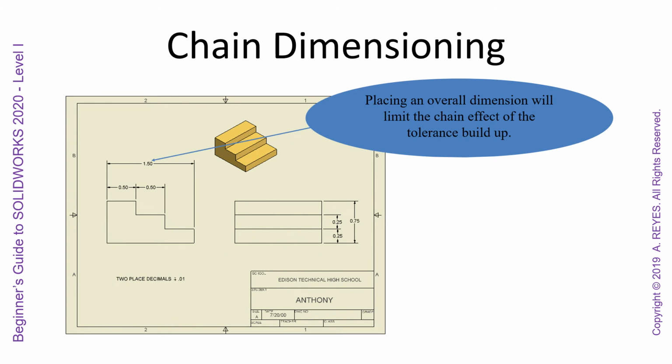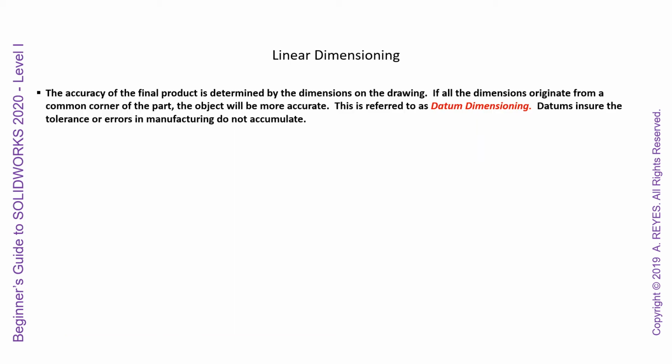So you want to place an overall dimension. This will limit the chain effect on the tolerance buildup. The accuracy of the final product is determined by the dimensions of the drawing. If all the dimensions originate from a common corner of the part, the object will be more accurate. This is referred to as datum dimensioning. Datums ensure that tolerance or errors in manufacturing do not accumulate.